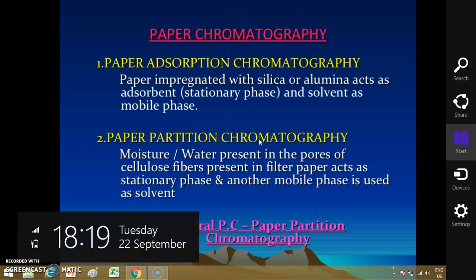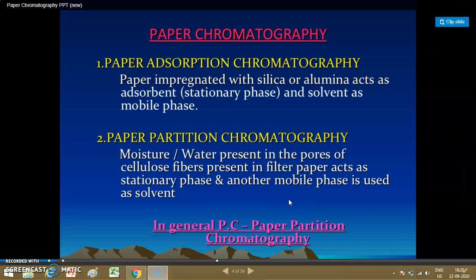The second one is paper partition chromatography. This comes under liquid chromatography. Here both the stationary phase and the mobile phase are liquids. When Whatman paper is dipped in water, the moisture or water present in the pores of the cellulose fibers in the filter paper acts as the stationary phase, and the solvent is used as the mobile phase. This is paper partition chromatography. These two types come under paper chromatography.